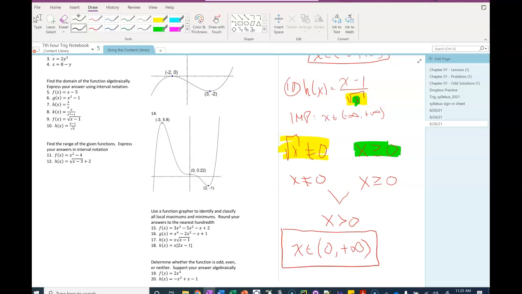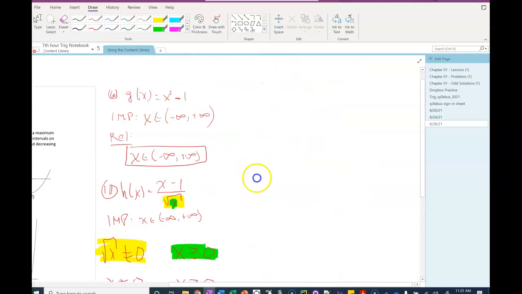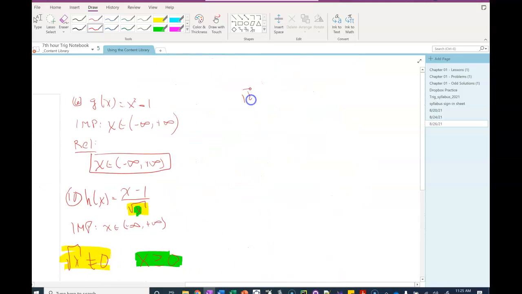Can we do number 12 actually? 12? Yeah. Sure. So I'm going to do 12 algebraically.